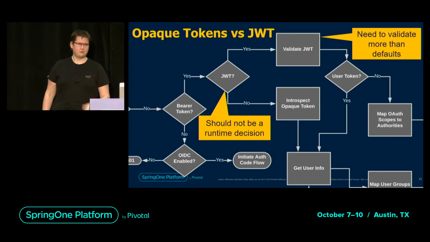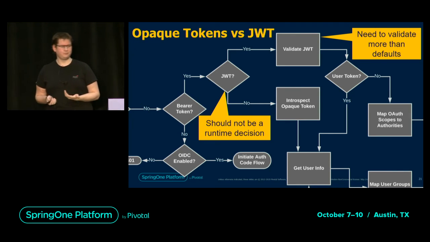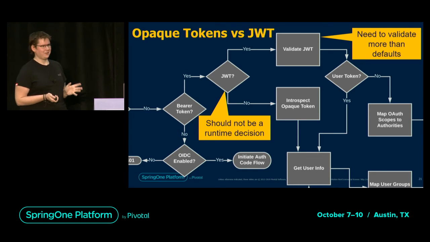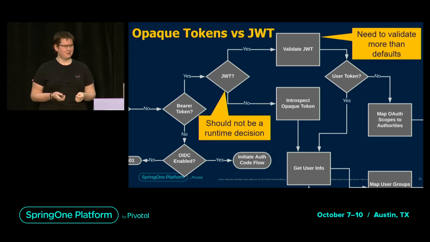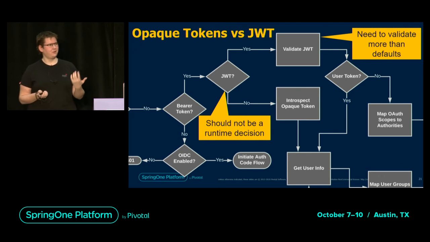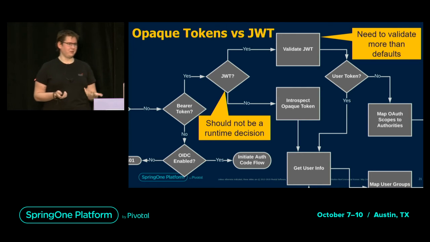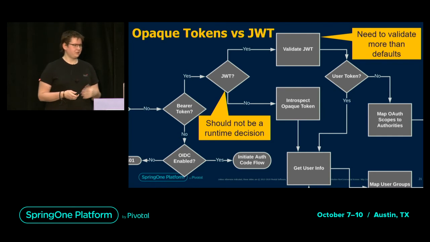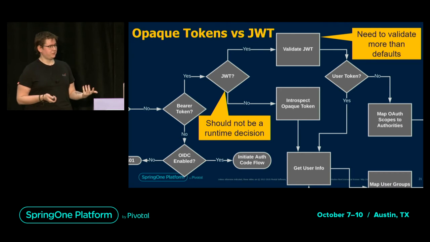Yes, so opaque tokens and JOTs. In a normal world, you don't have issues, you have one or the other. But we're not in a normal world. Our applications can receive both opaque tokens and JOTs at runtime. It shouldn't normally be a runtime decision to pick between them. Normally you expect one or the other. It's very easy to set up. But we get a token in, we need to see if it is an opaque token, is it a JOT?